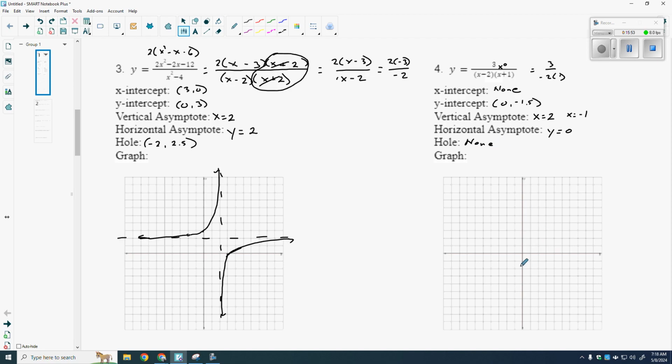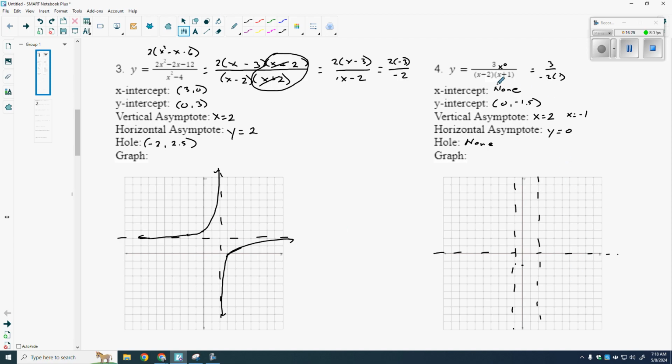Plot my points. 0, negative 1.5. y equals 0. Sorry, I jumped down. x equals 2. x equals negative 1. And that's all. So my graph over on this side of the vertical asymptote is either on the top or the bottom. It's either positive or it's negative, and it looks like one of these graphs.